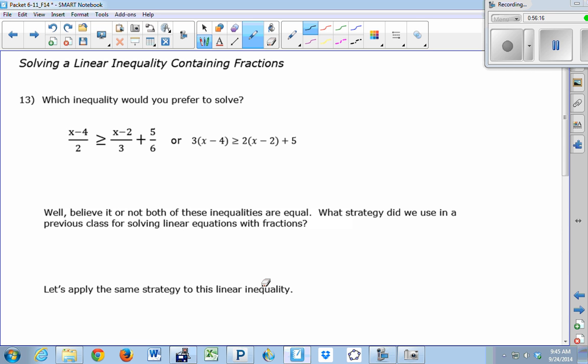But look at this. Which of these would you prefer to solve? The second one. Why? No fractions.